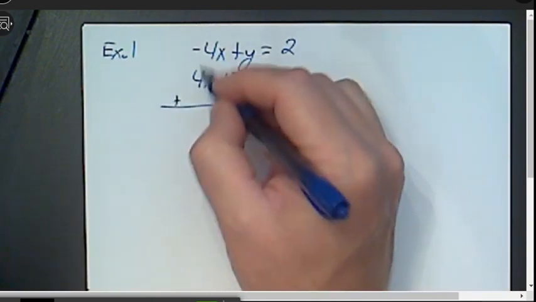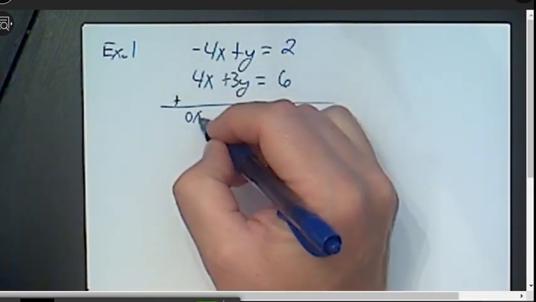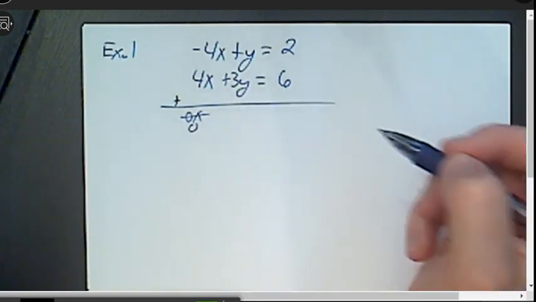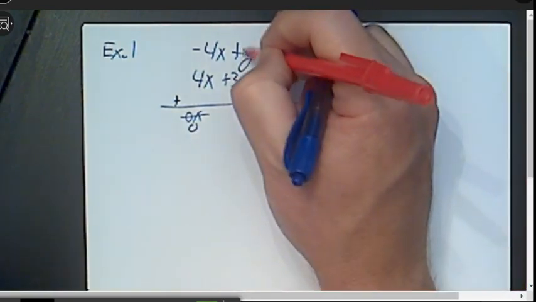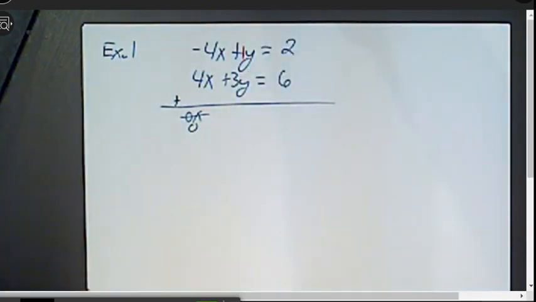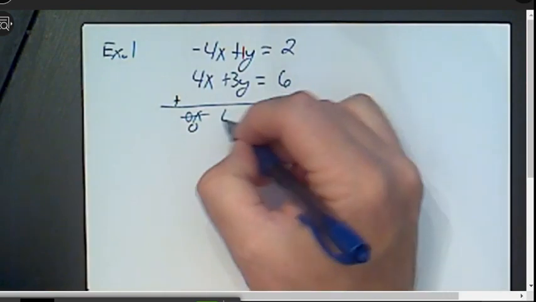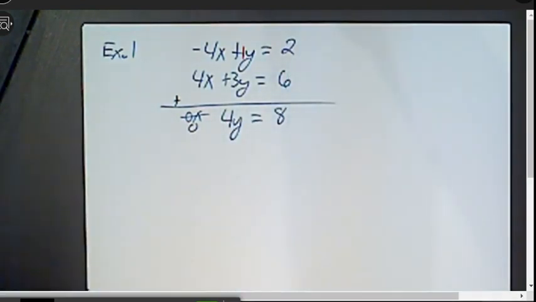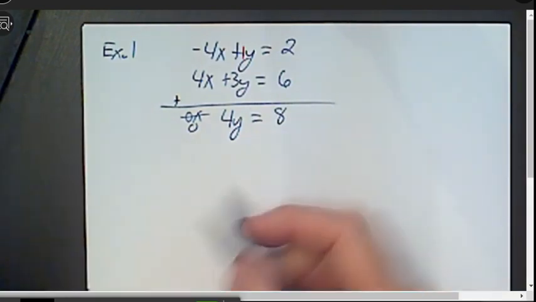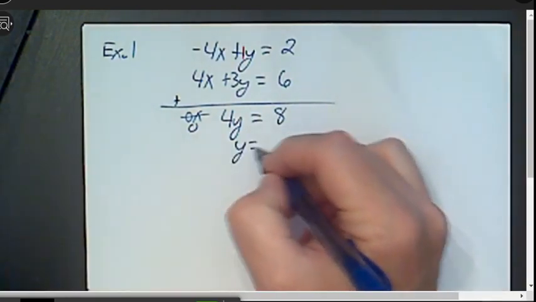So that's 4 plus negative 4, so that's going to be 0x, which basically puts that at 0. So that's out. And here's where you have to be a little bit careful. Remember, if you don't have a number there in front of the y, that's a 1. So that's really 1y plus 3y, that would be 4y. And then 2 plus 6 is 8. Solving is really easy. 8 divided by 4, y equals 2.